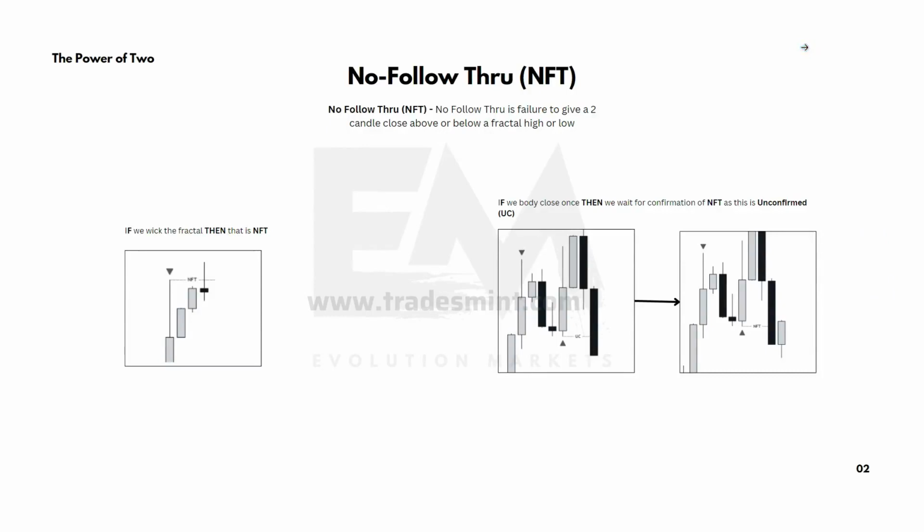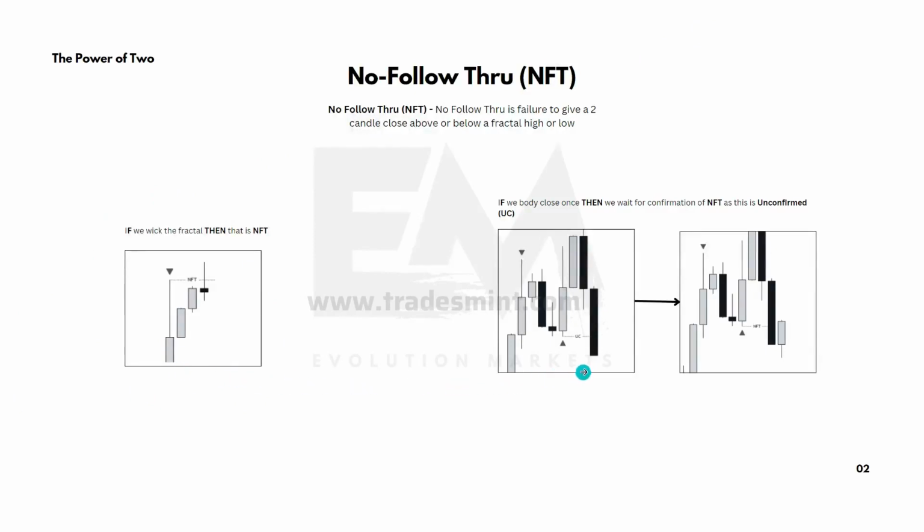Now moving on, we have a no follow through, or an NFT. So no follow through is merely a failure to give a 2 candle close above or below a fractal high or low. So when we wick a fractal, then that is an NFT pretty much, whether it be a fractal high or fractal low. If we wick that, it is an NFT.